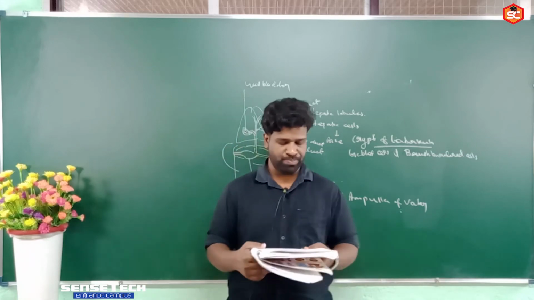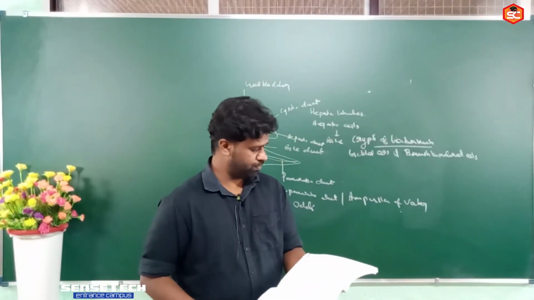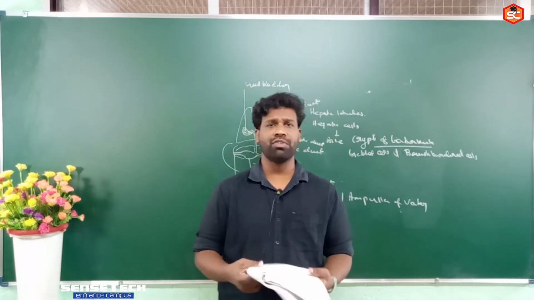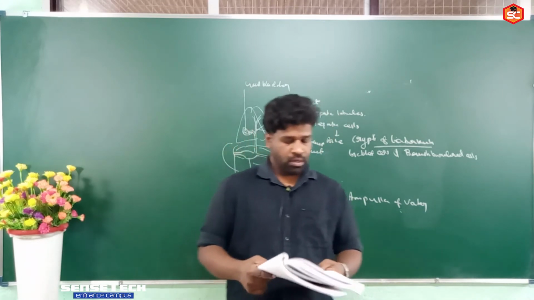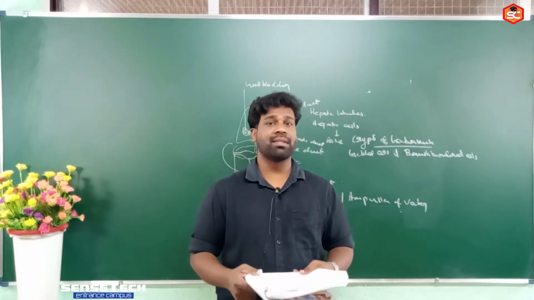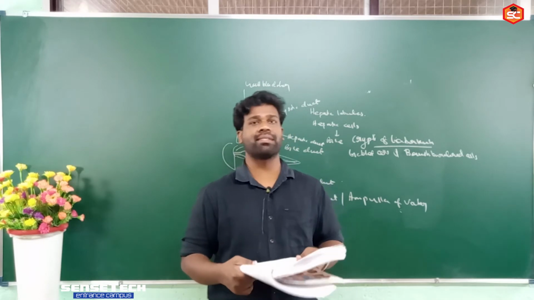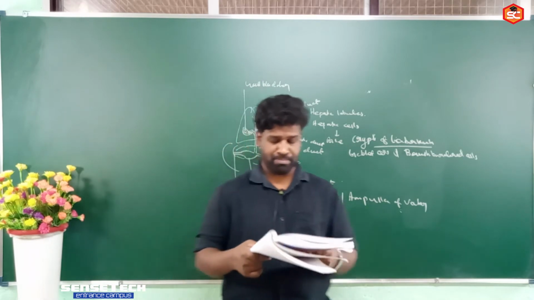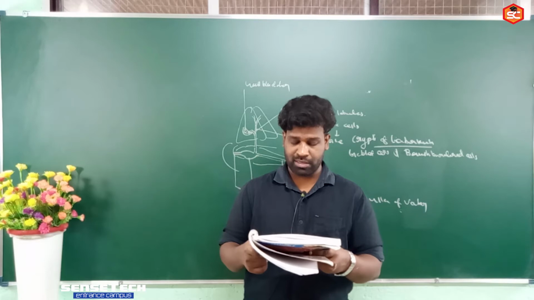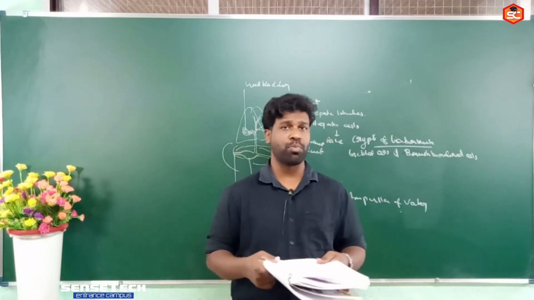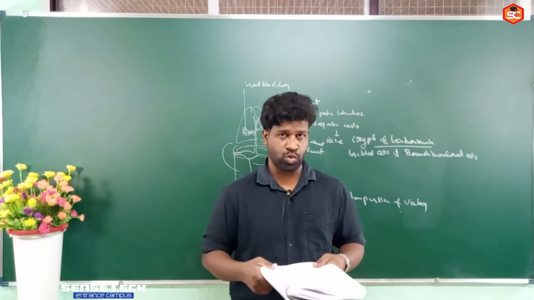So the answer is option 4. Okay, next one. Match the type of cells listed under column 1 with column 2. Type of cell: beta cells. Here is the location of beta cells. Beta cells are here in this list: lysozyme, histamine, insulin, pancreatic enzyme. Yes, beta cells are responsible for producing the hormone insulin.